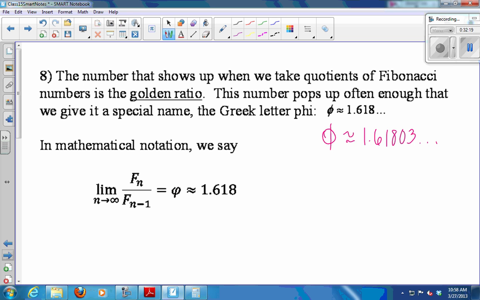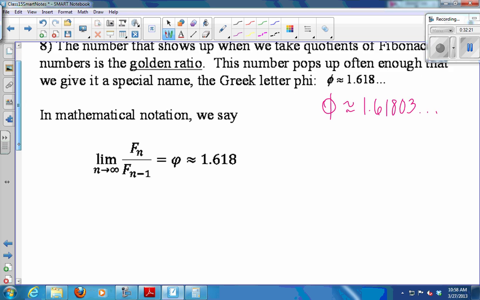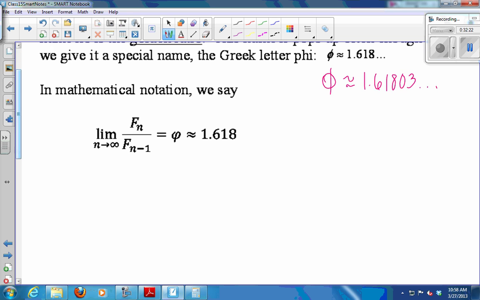Okay, so in mathematical notation, you don't have to remember this. It's just fancy. We're taking ratios of Fibonacci numbers, right? Any Fibonacci number divided by the one before it. And as we let n get really big, really far out in the list, this ratio approaches the number phi.